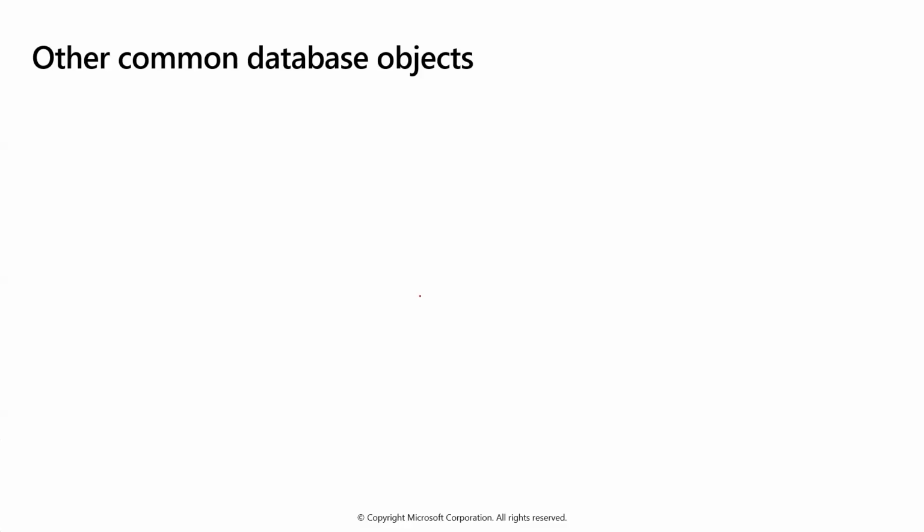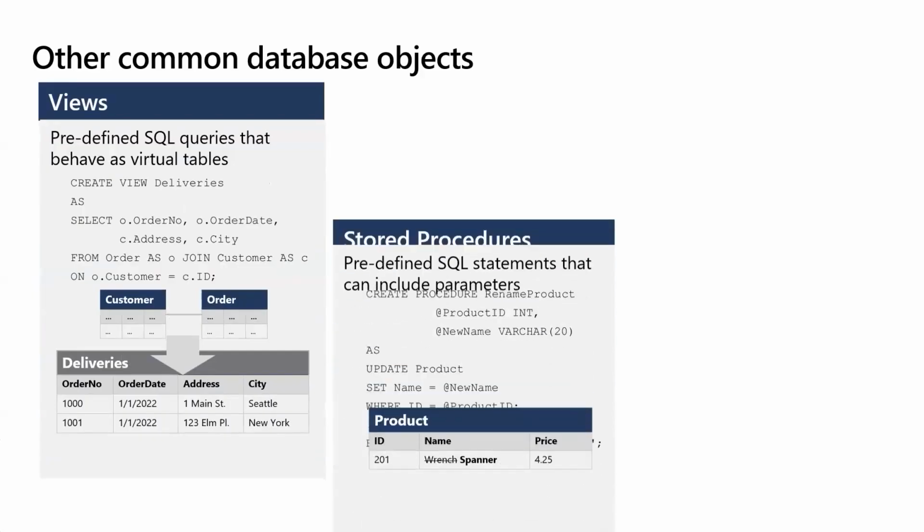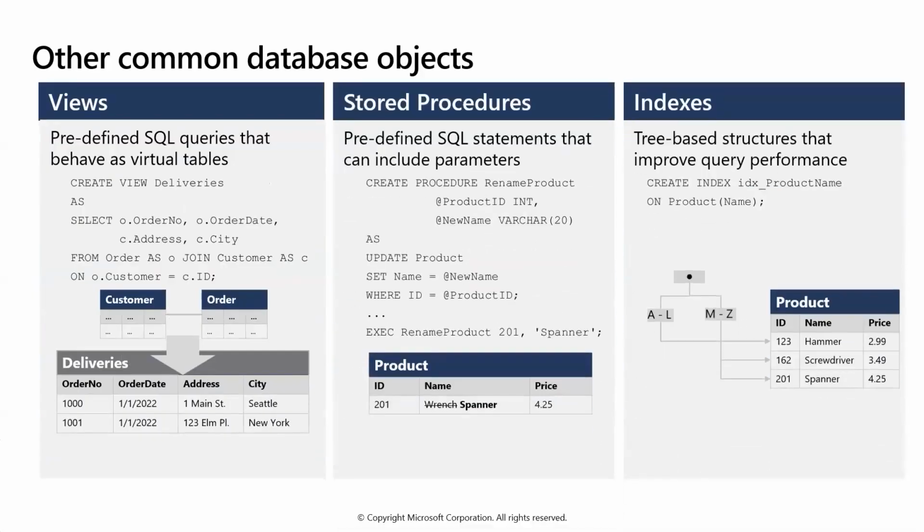Apart from these, there are also certain advanced concepts in a relational database. Let's understand what they are. You have three advanced database objects: views, stored procedures, and index. So let's understand that. Views, stored procedure, and index. These are the advanced database objects. So number one is a view. Now, what do I mean by a view?